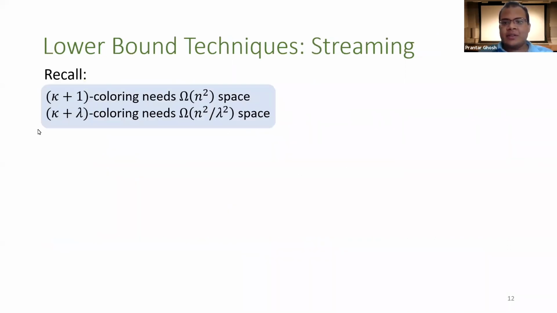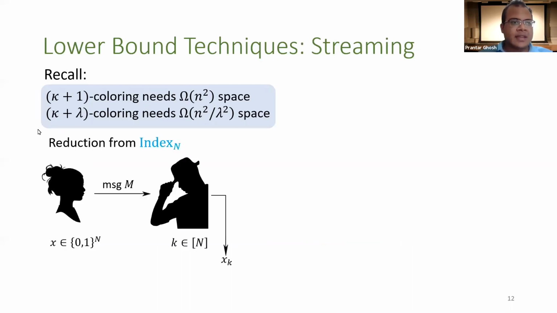Now let me turn to our lower bound techniques. Recall that for the streaming model, our results say that a kappa plus lambda coloring needs omega n squared over lambda squared space. I just talked about the lambda equal to 1 case here, which says that a kappa plus 1 coloring would require omega n squared space.